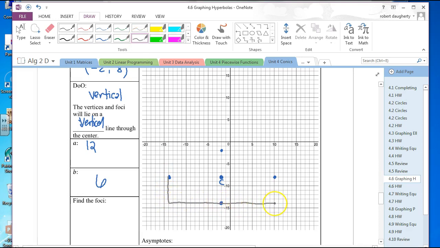So the box is really not part of the graph, but it helps you in drawing the asymptotes and framing where the hyperbola needs to go. So once I've got this box, I can draw the asymptotes. They go from the center through every vertex of the rectangle. Now again, was this vertical or horizontal? This is vertical. So this hyperbola looks just like this.